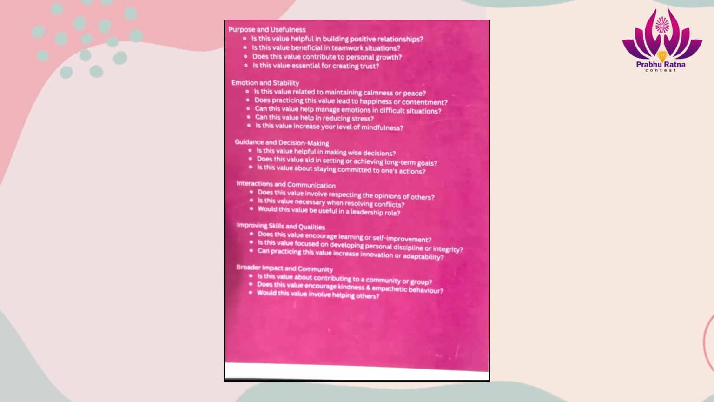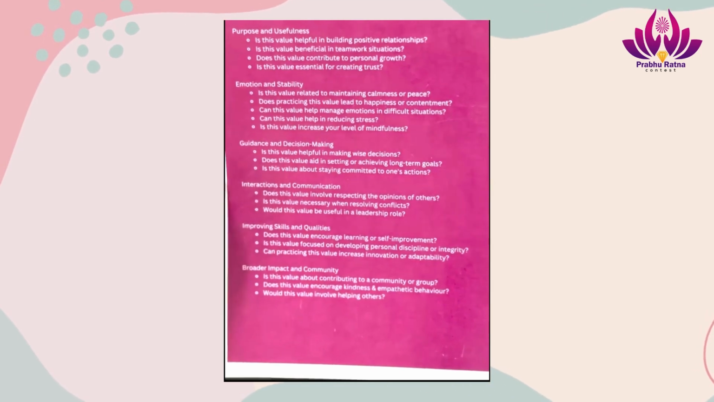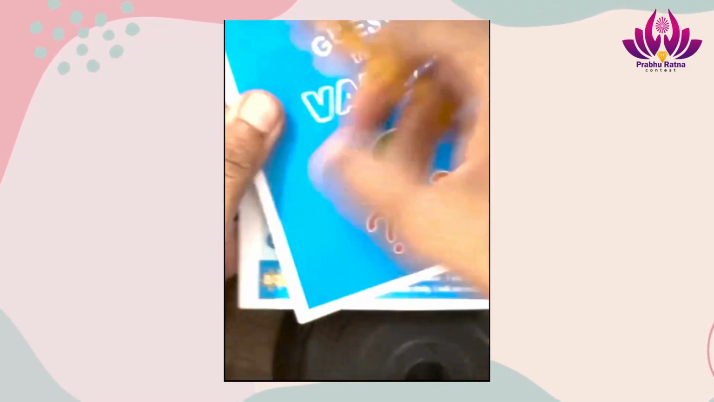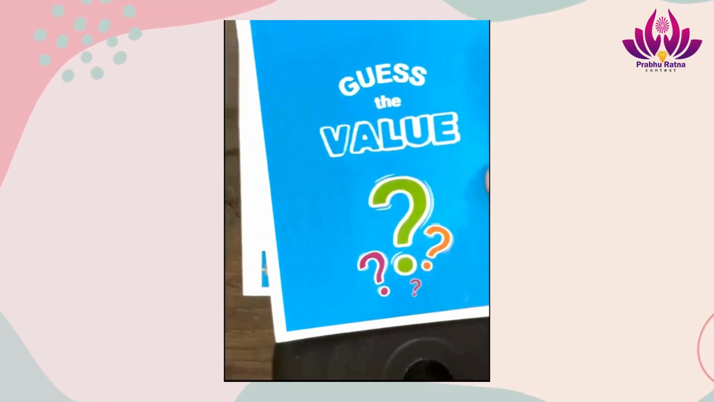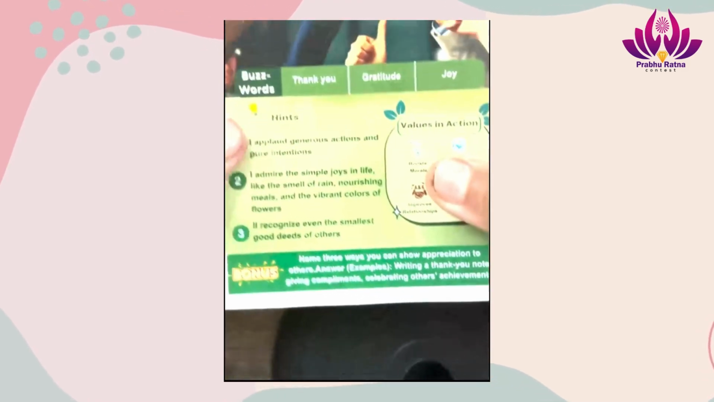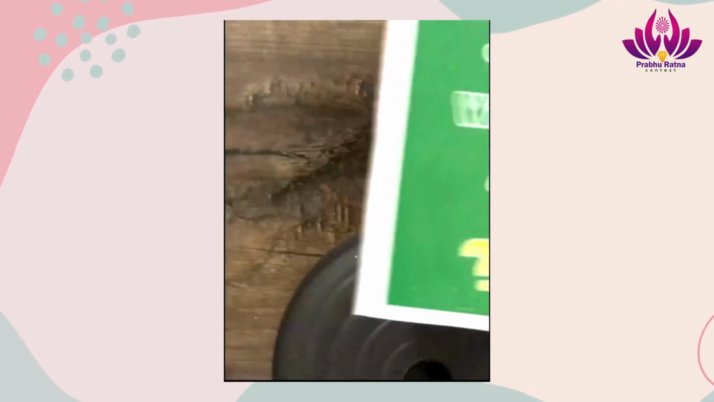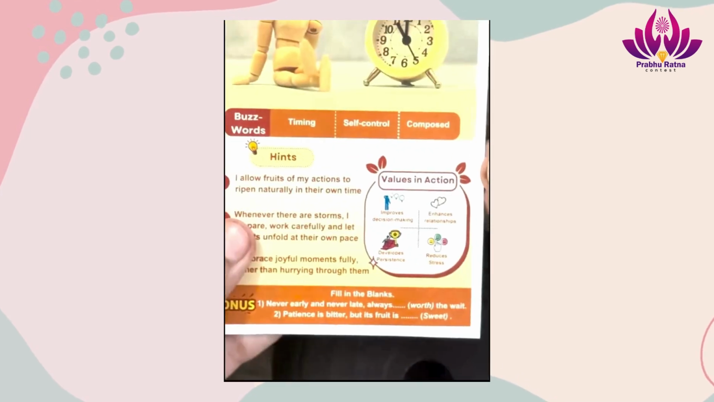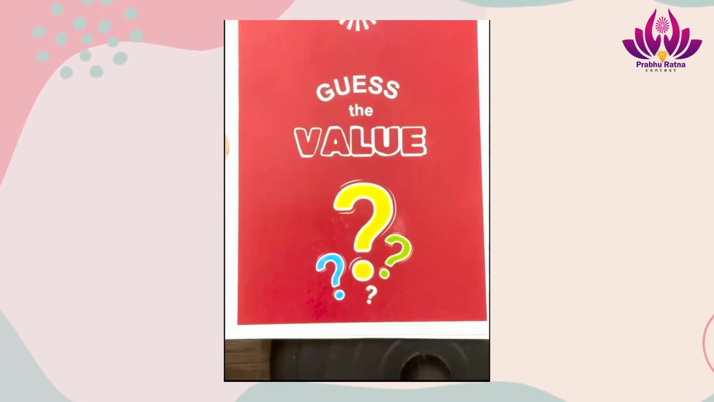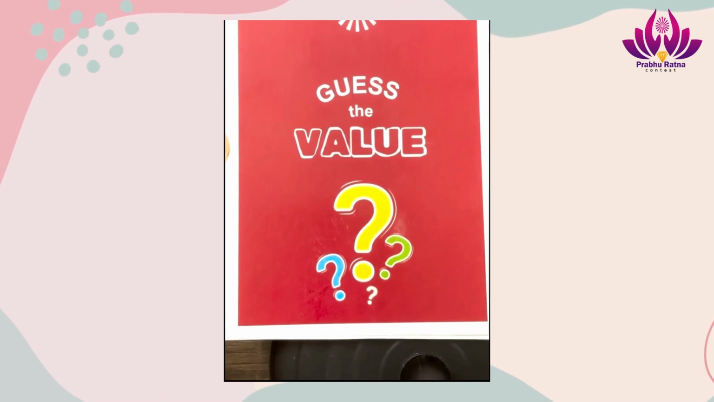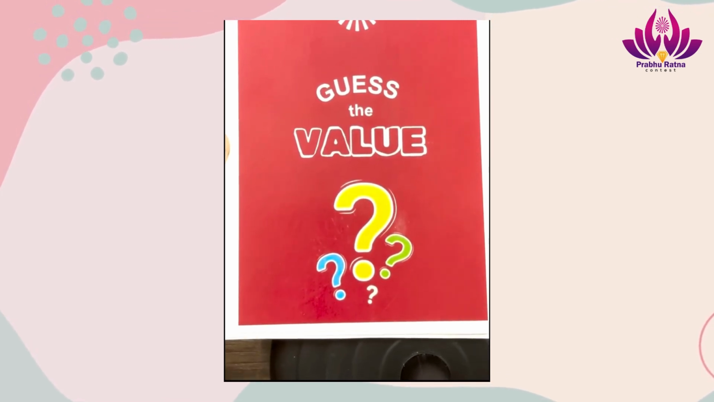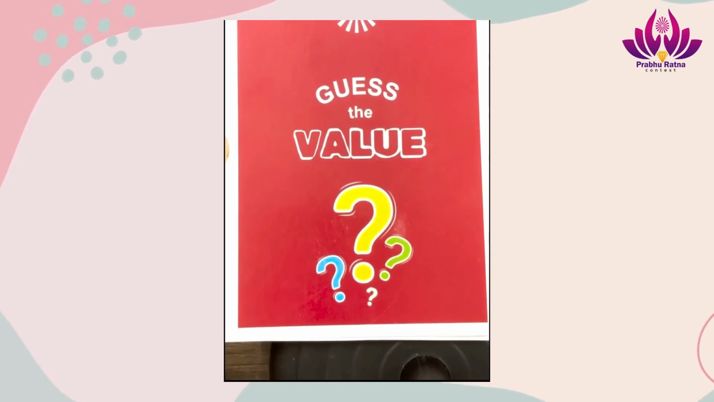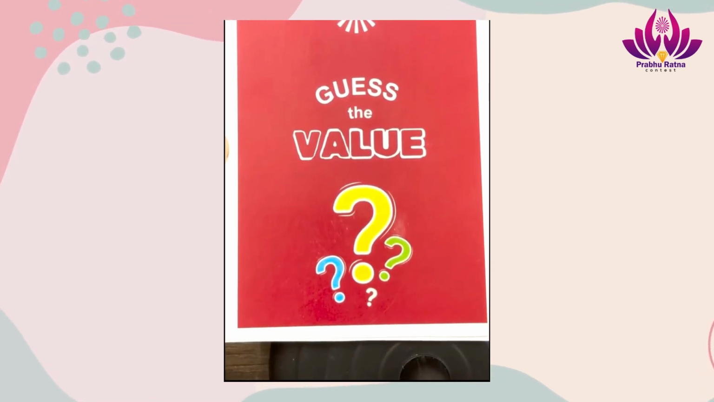Apart from this, there are different cards that are made for different values, made in different colors. We have blue, we have green, there is orange, etc. So while starting the game, depending upon the number of players, we can either divide into teams or play individually.